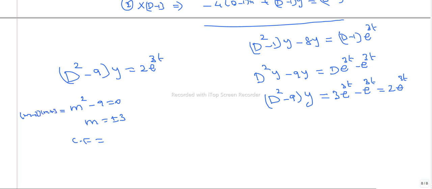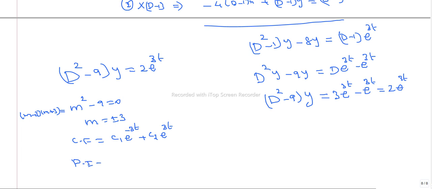Therefore minus 3 and plus 3 are roots. Therefore the complementary function is c1 e power minus 3t, because the independent variable here is t, plus c2 times e power 3t. So this is the CF. What is the PI?